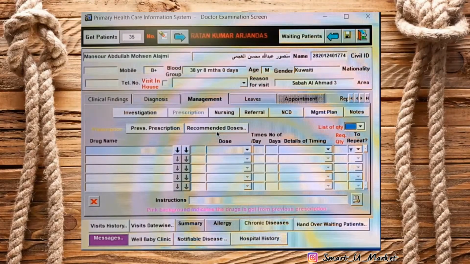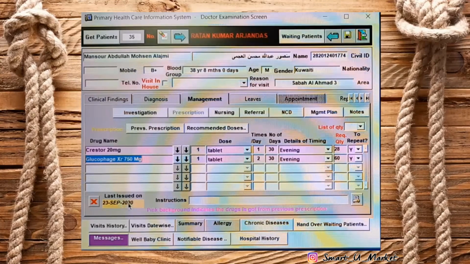So when we go back, we will find the drugs, what we are going to do, that we are managing the patient by giving the drugs. If you press the previous prescription, we will find the drugs that we have given to the patient. Like here it appears, Crestor and glucophage were given to the patient on 23rd when he came to us, and the last issuing of the medication was this. So this is very important, because we know that this patient came to us and has already taken the medicine on 23rd of September.